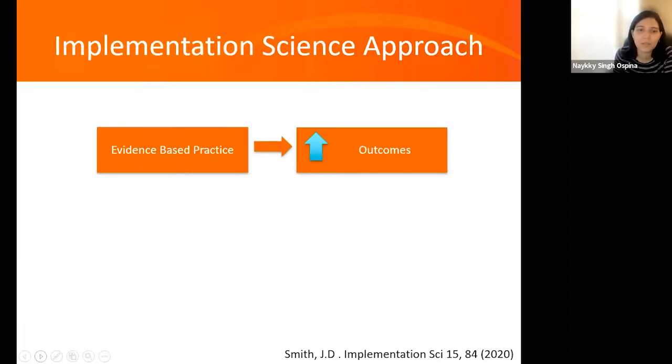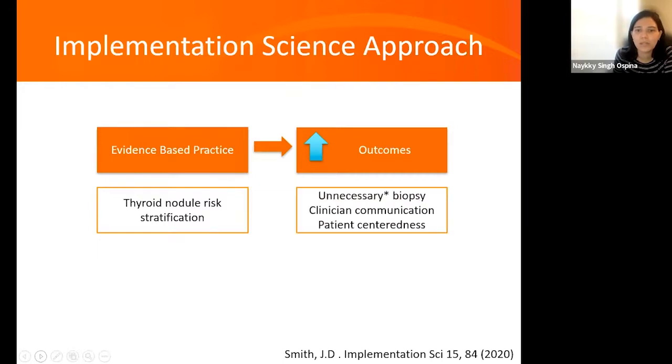So in this scenario, our evidence-based practice is the thyroid nodule risk stratification. And then the outcomes that we can improve, I have just listed a few, but you can imagine or add some others here. So we already talked about unnecessary biopsy, and I have put here a little asterisk on how do we define an unnecessary biopsy. The clinician communication in terms of the referring physicians, the radiologists, and the clinicians that will do the biopsies, and then making sure that the care that the patients have received is patient-centered.